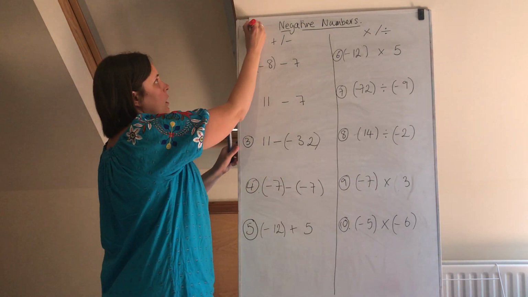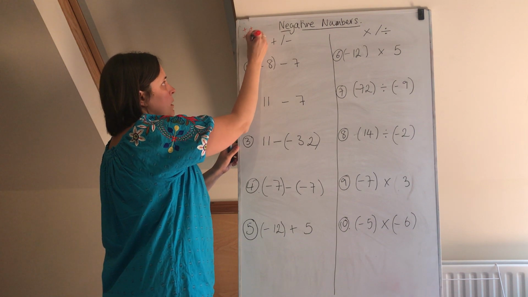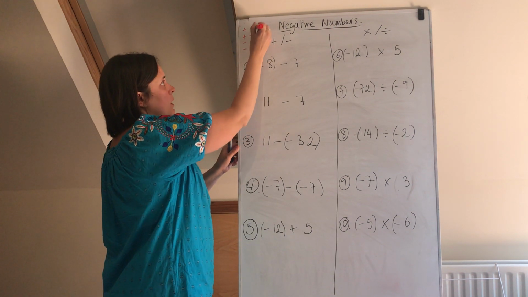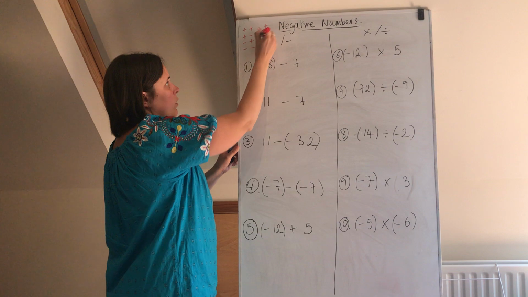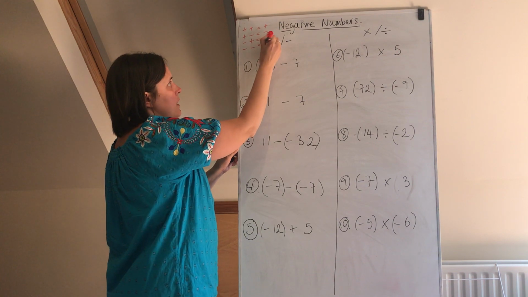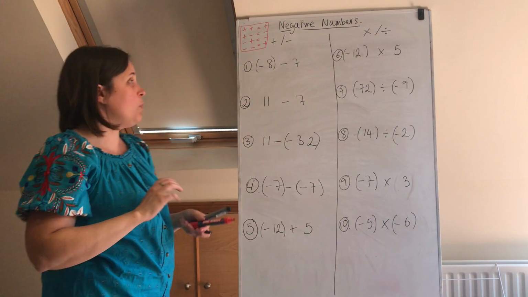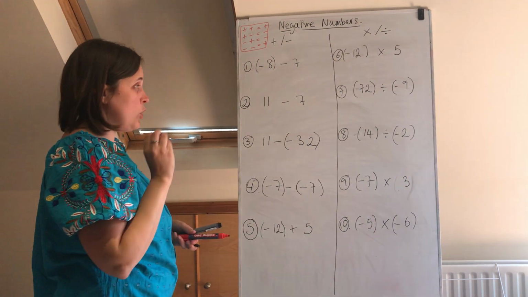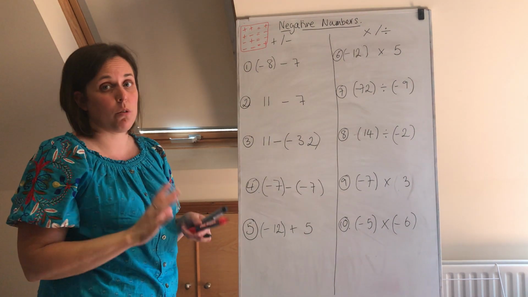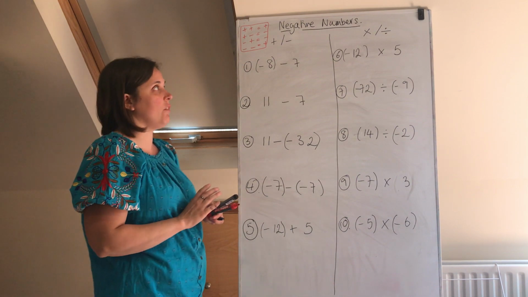Now just before we start, I'm just going to write up the top here something which you've possibly seen before, which is just basically about the rules of negative numbers, okay? I'm not going to go into the whys and wherefores, I'm just literally going through how to answer these questions so that you don't get confused.